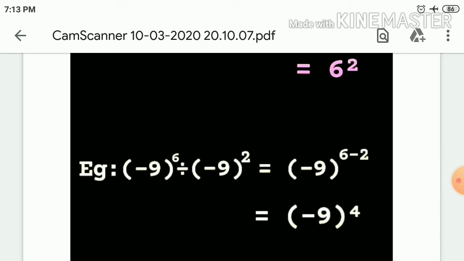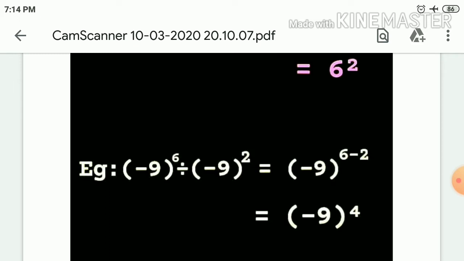So what do we get? As division is there, what will happen, you know now? Minus 9 raised to 6 minus 2, which is minus 9 raised to 4. This is just simplification. If they ask you to get the values also, then what you will do? Then we have minus 9 raised to 4.